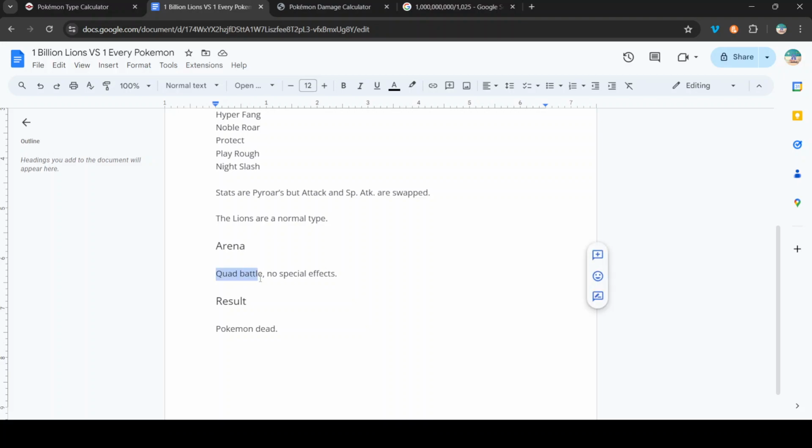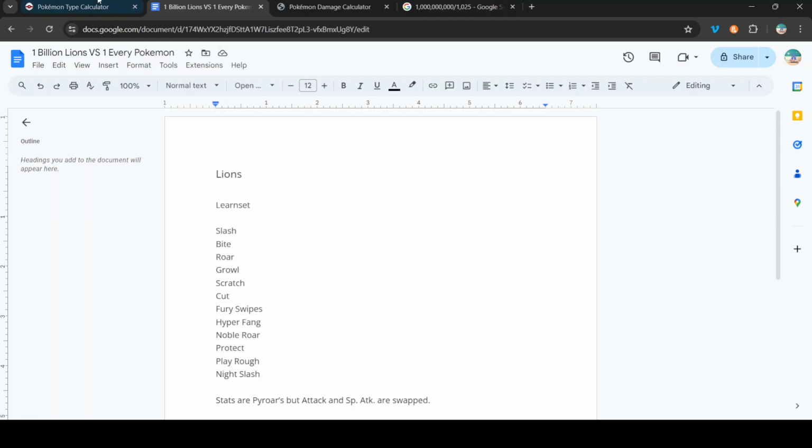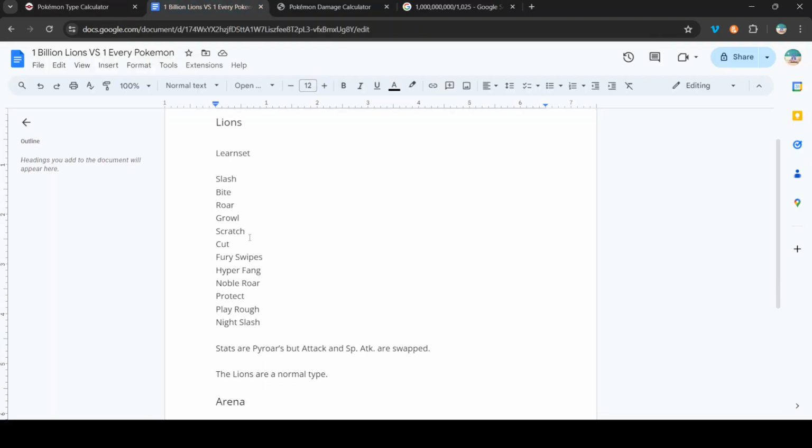I'm going for a quadruple battle. But really, it doesn't matter what level of battle you go for. If it's a reasonable number, this is basically the results. So let's start off with our lions. This is all the thing you need to know. This is their learn set. You can pause the video now if you want to look into this. If you don't agree with anything, you can let me know in the comments.